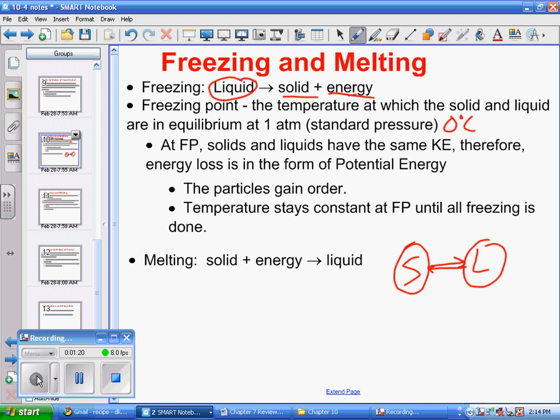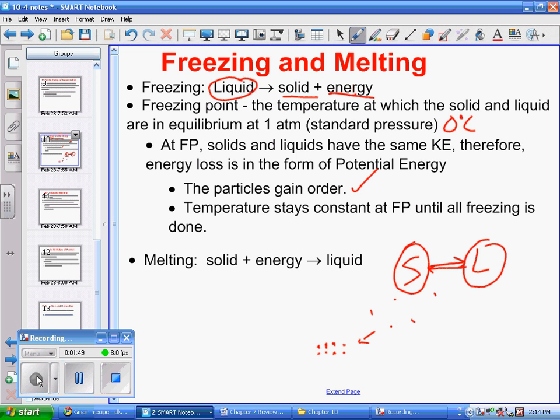And again, at freezing point, solids and liquids have the same kinetic energy, therefore energy loss is in the form of potential energy. In other words, if at freezing point they're going to come together, so in the particles, instead of floating around doing whatever they want to do, they will become a regular arrangement of particles somehow. I'm drawing little squares and stuff like that, but you get the idea. In other words, the particles gain order, and the temperature will stay constant at freezing point until all the freezing is done. And then the moment that happens, then it starts to get a little bit colder.